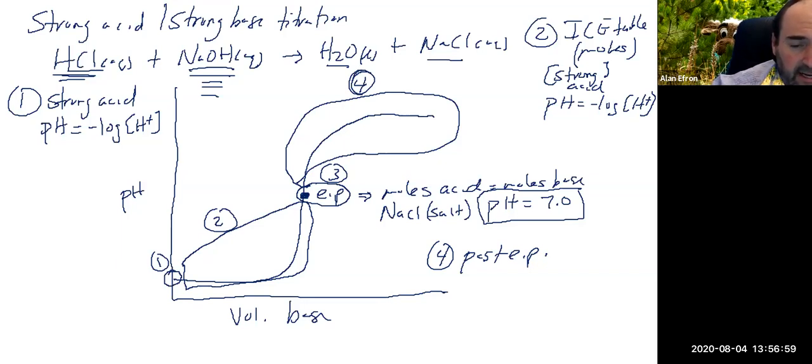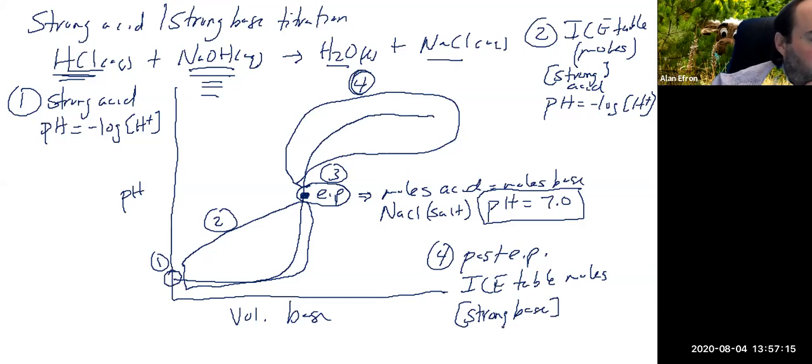So this requires an ice table, also done in moles. And again, the purpose of this table is to figure out the concentration of your strong base that's left over. And again, you would convert those moles into molarity using the total volume in liters. At this point, that would give you the OH minus concentration because it's a strong base. You then could get the pOH and then get to the pH because of that. So that was that first type of titration that we talked about.